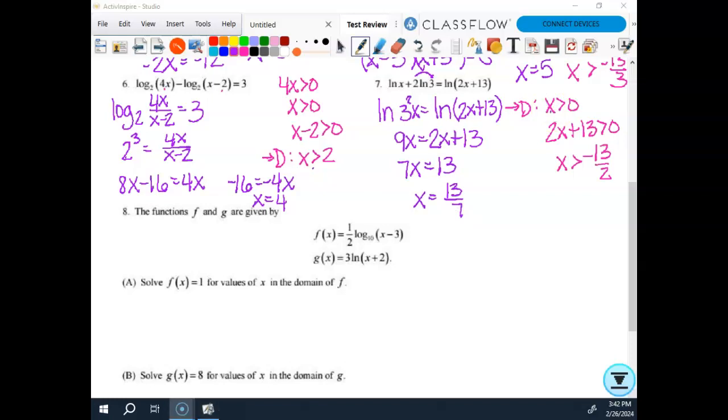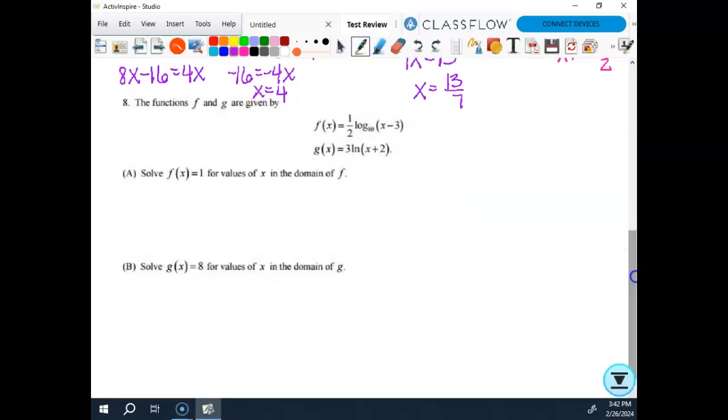That's my answer. Alrighty. So here, I want to solve f of x equals 1 for values of x in the domain of f. So that means I'm checking my domain here. That means that x minus 3 has to be greater than 0, so x has to be greater than 3. All right, so I'm going to want to let f of x equal 1, so that 1/2 times the log, and it's base 10, so I don't have to write it, of x minus 3 is equal to 1.